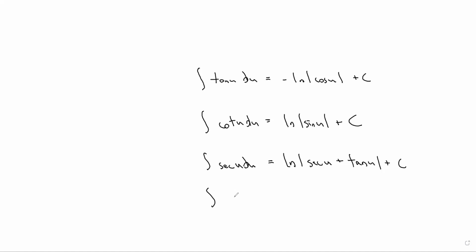And last one, cosecant u du is equal to ln of absolute value cosecant u minus cotangent u and the absolute value plus your constant. So those are our 4 new fancy formulas.